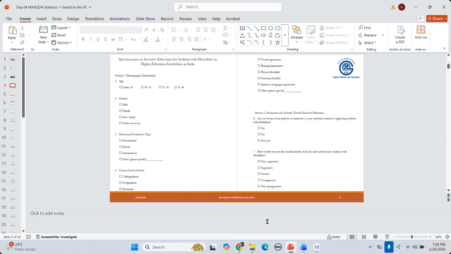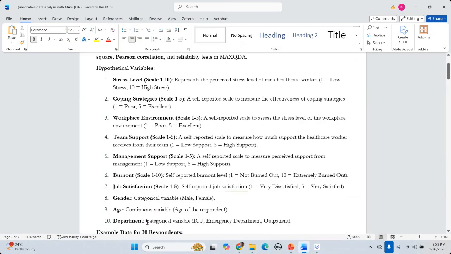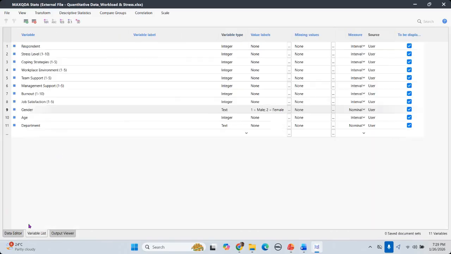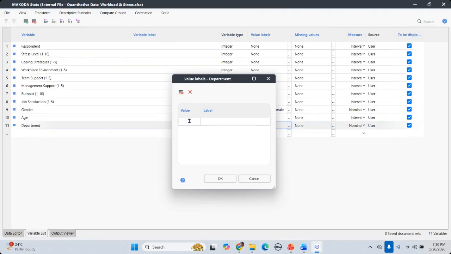Okay. Now, just let me show you this. When I talk about the department categories, we have ICU. Let's take for example here. ICU is the one, emergency is the one, outpatient is the one. So just come to the variable list. Again, click on value labels. There are 3 dots. Just click on it. First one is ICU. Just type it, please.